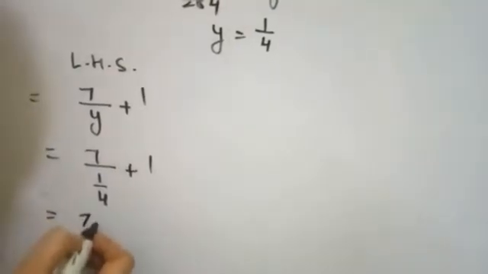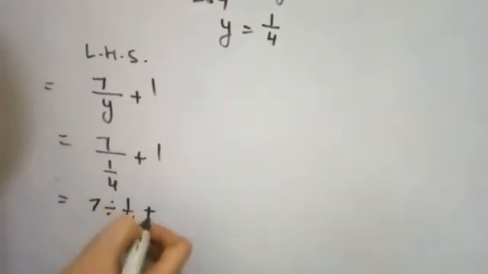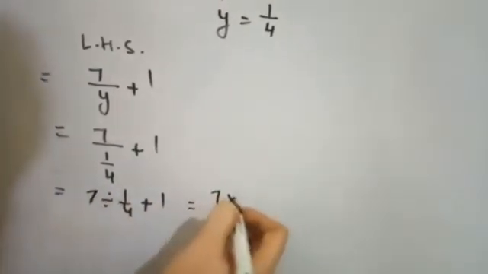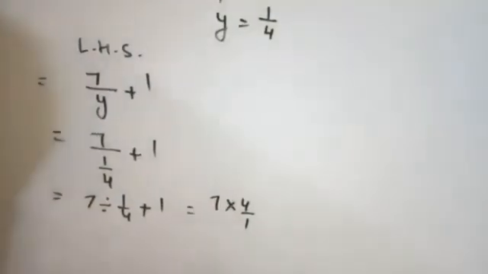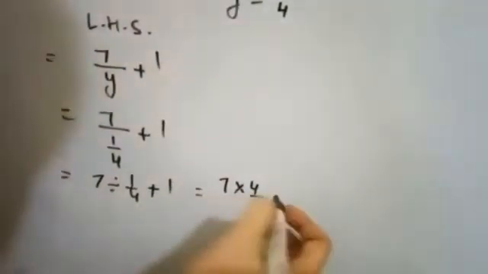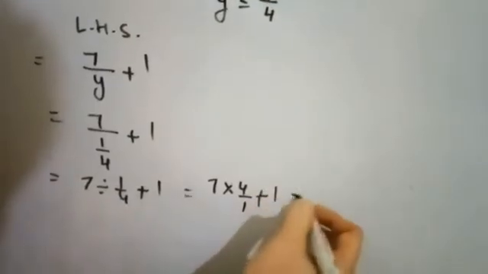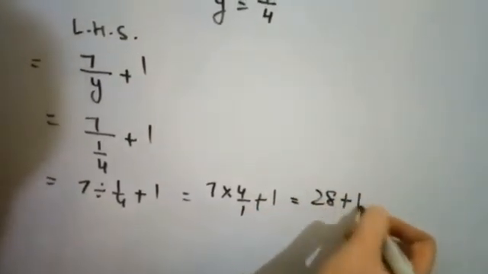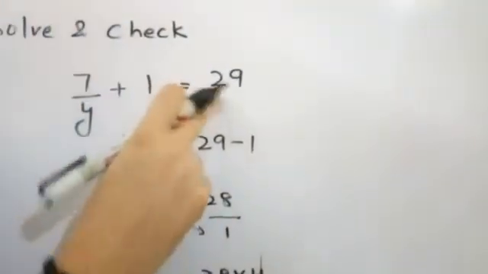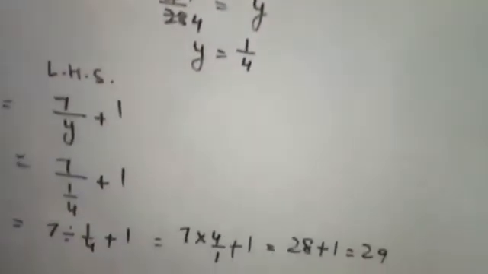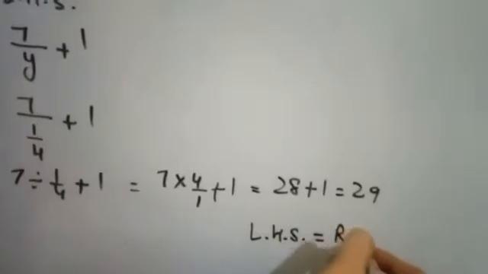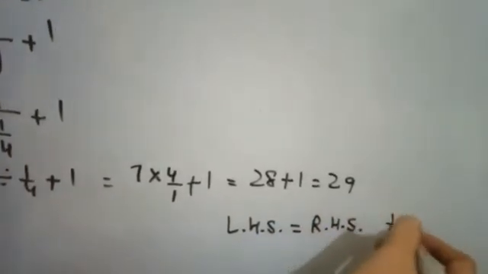To change the division sign into multiplication, my dear students, we will take the reciprocal. The 1 by 4 will become 4 by 1 and plus 1. 7 fours are 28 plus 1, 29, and the RHS here is 29. So you have proved LHS is equal to RHS, hence verified.